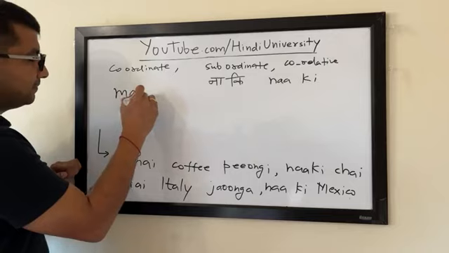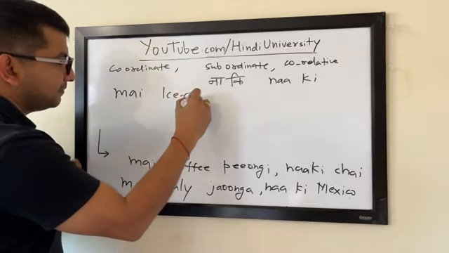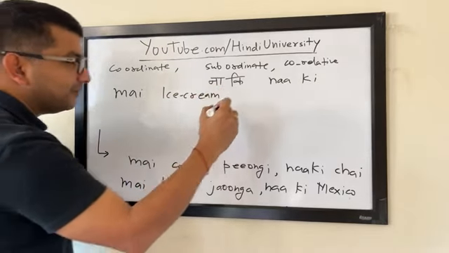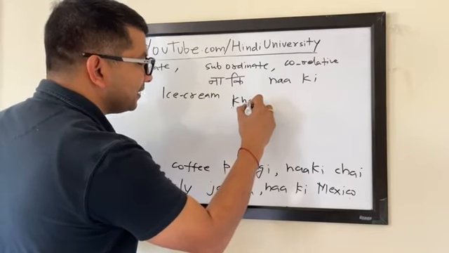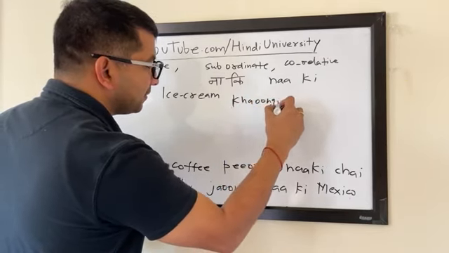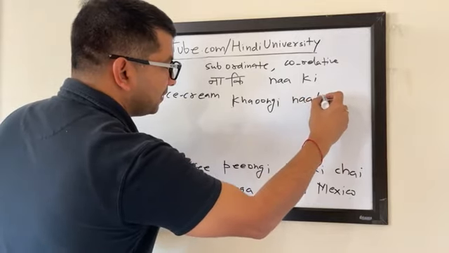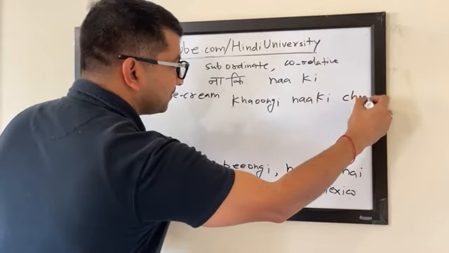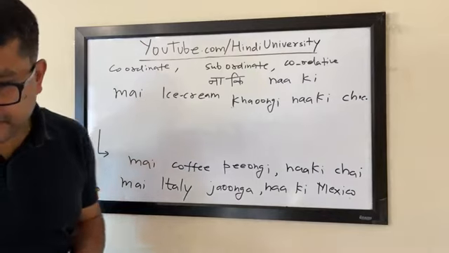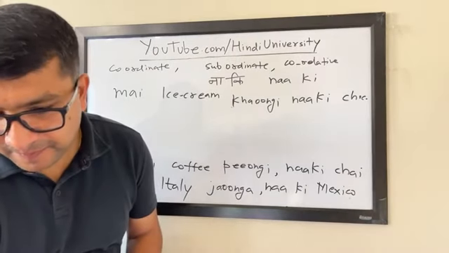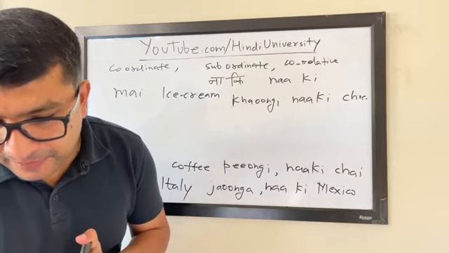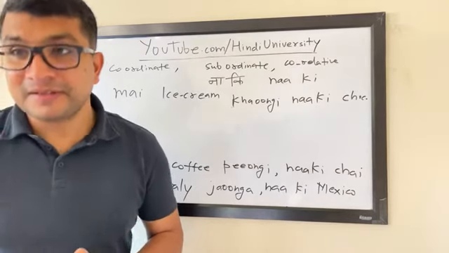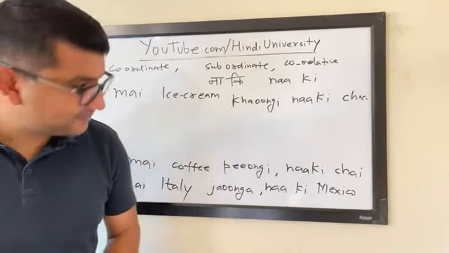Main ice cream khaungi na ki chocolate. Okay, very good. Main ice cream khaungi, very good. So you have main ice cream khaungi na ki chocolate. Okay, anyone else? Okay, Ashu ji, go for it. I just joined. Could you just explain that na ki for me?